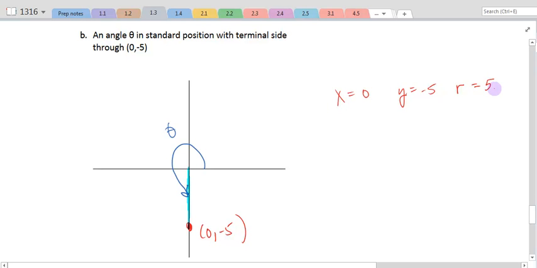So using those three measurements, or those three values right there, find out what the 6 trig functions are for theta that pass through this point. Pause the video and try that on your own.